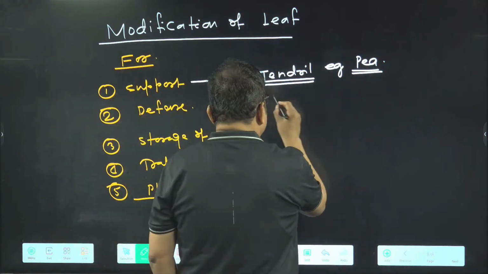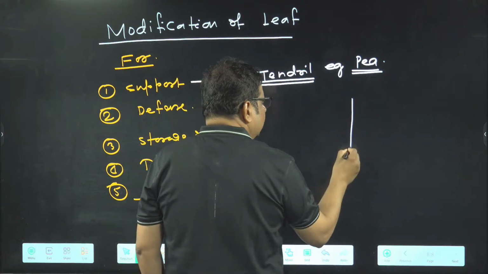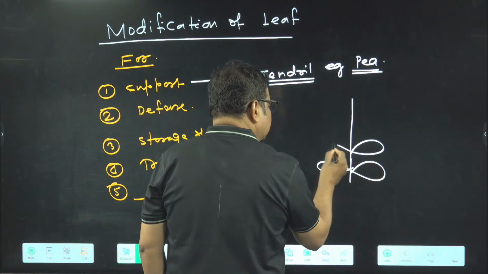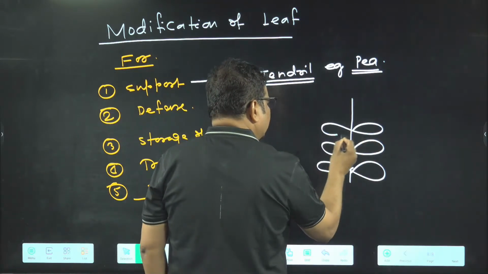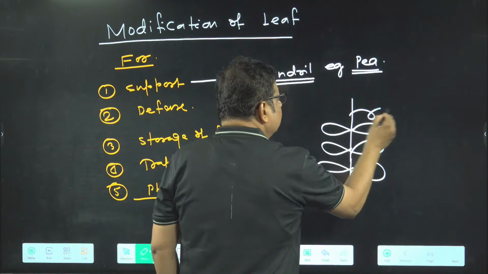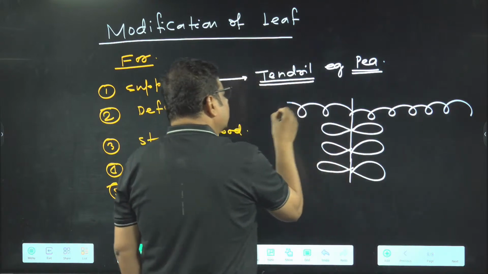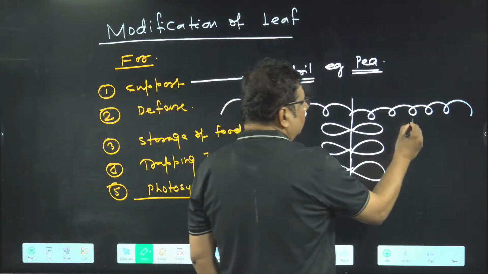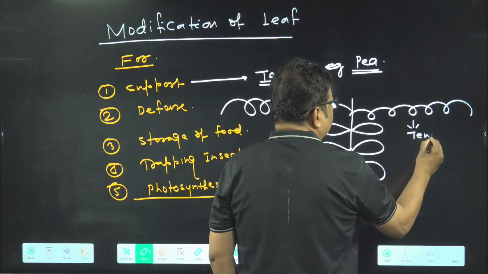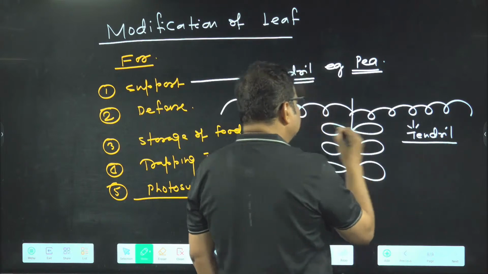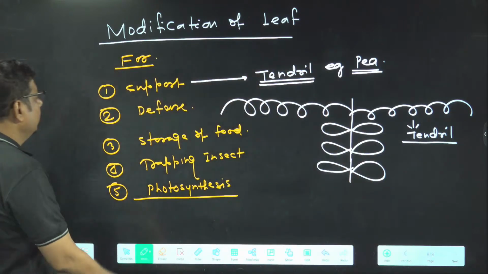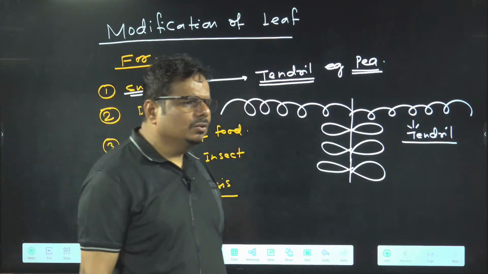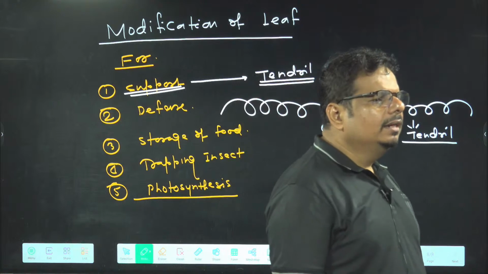So just have a look. I'm just talking about tendril. You just see in the pea plant, this is the leaflet. These are the lower leaflets. And what happened? The upper leaflet becomes slender and coiled. And this is which one? Tendril. So these provide the support to the pea plant. So tendril is a modification of leaf also, modification of a stem also.